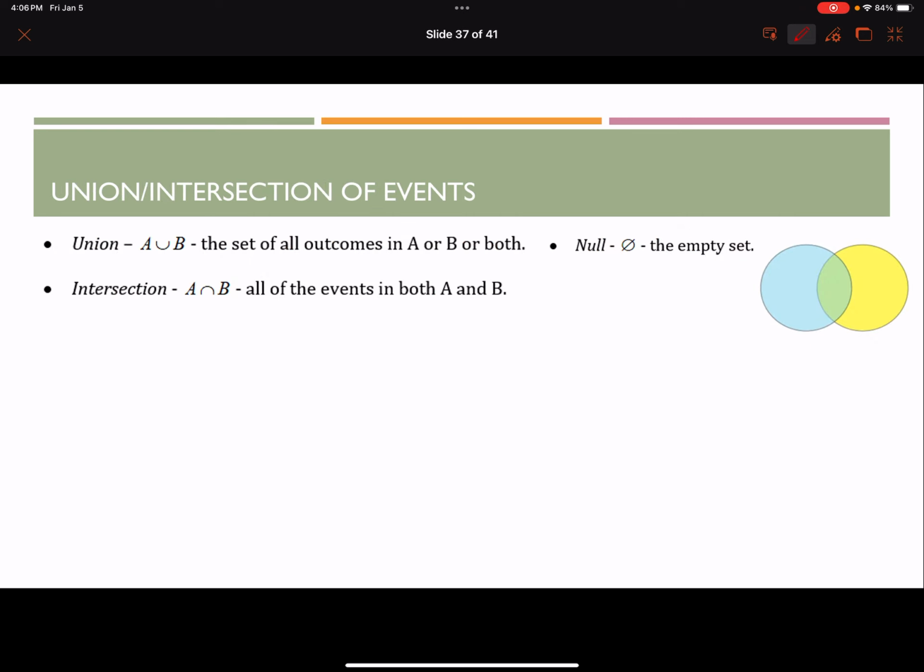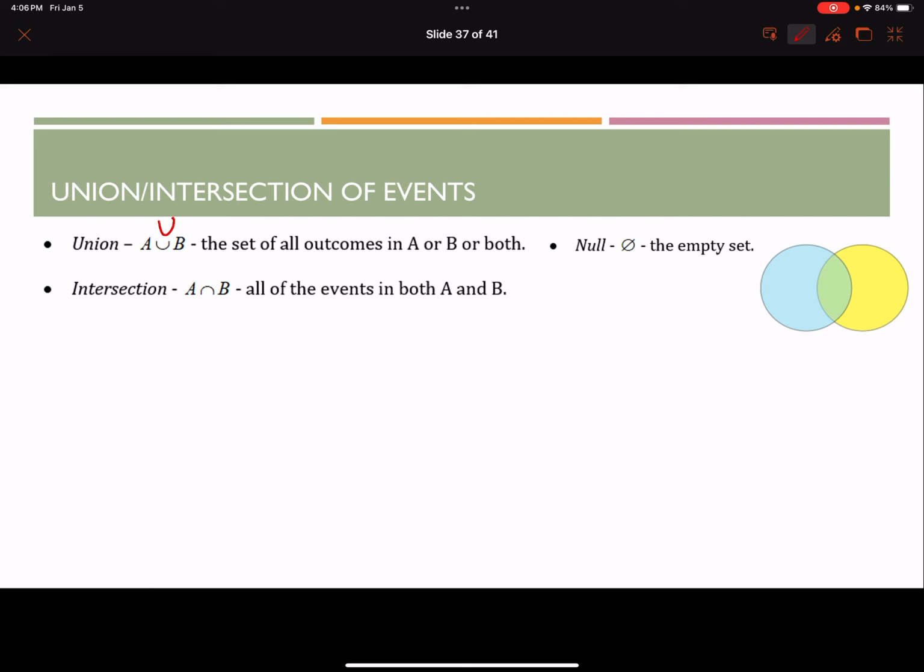So new definition. Union looks like a U, that symbol there. So A union B, and remember capital letters like A and B are events. So the union, A union B, is the set of all outcomes in A or B or both.